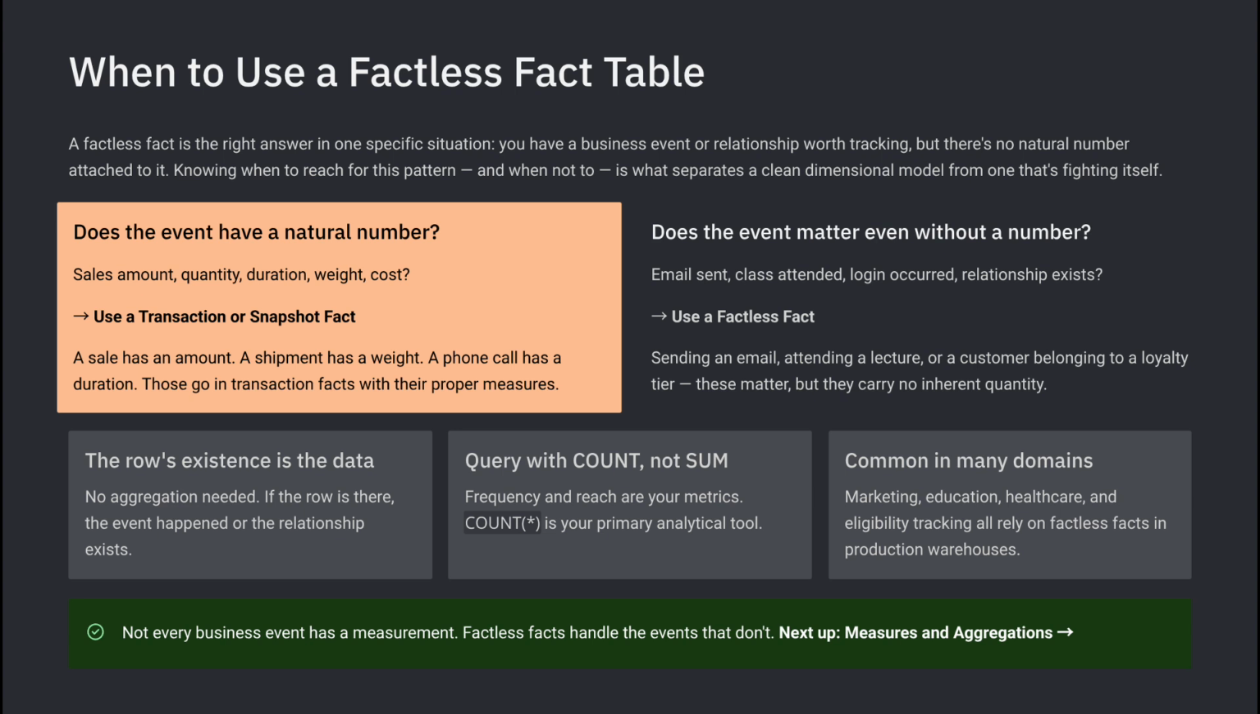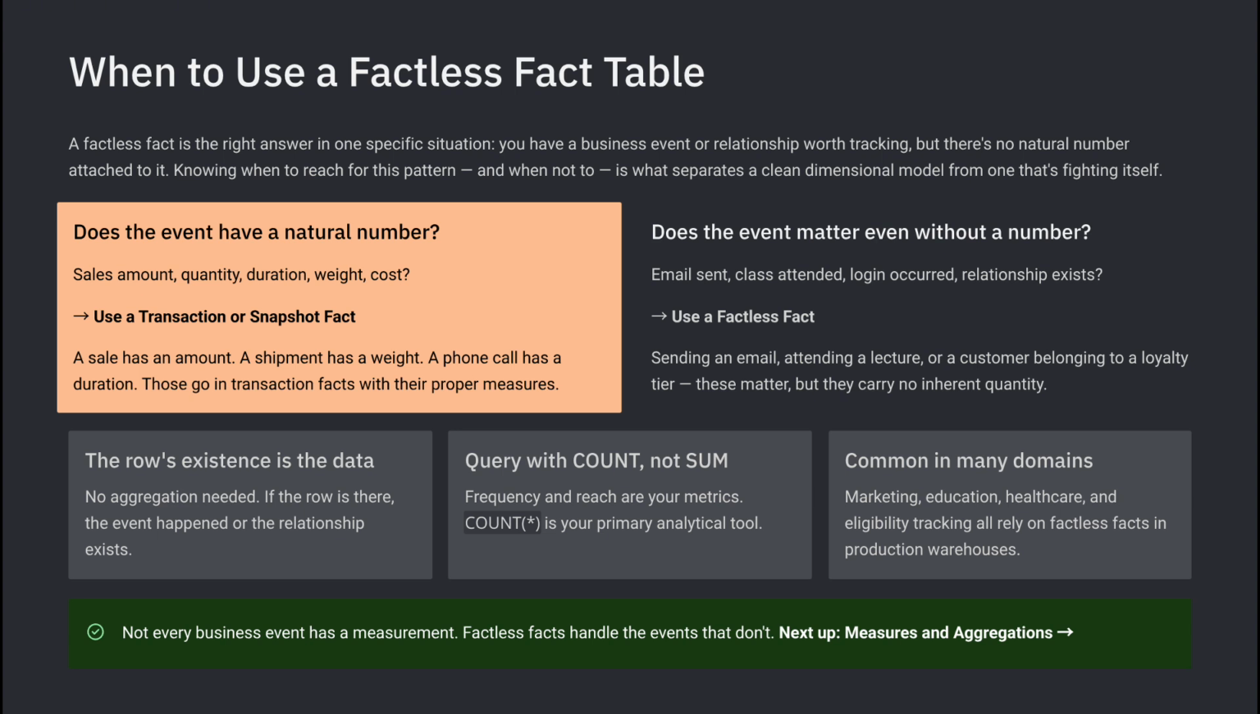Three things to remember when you're working with factless facts. First, the row's existence is the data. There's no measure column to sum. Second, analytical queries use count, not sum. You're measuring frequency or coverage, not magnitude. Third, factless facts are common in marketing, education, healthcare, and eligibility tracking. They're not exotic. They show up wherever the business cares about whether something happened or whether a relationship exists, not how much. Modern data warehouses commonly have several factless fact tables alongside their transaction and snapshot facts.